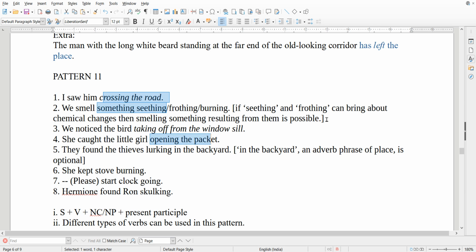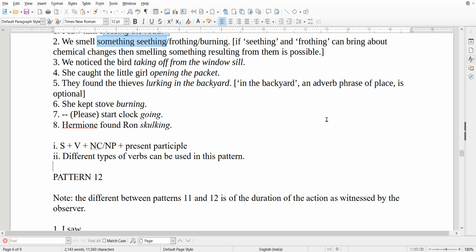Yeah, so these are the participial phrases, you can say. Kept the stove burning, start going, participle. There are many uses of the present participle. This is one of them. Great.